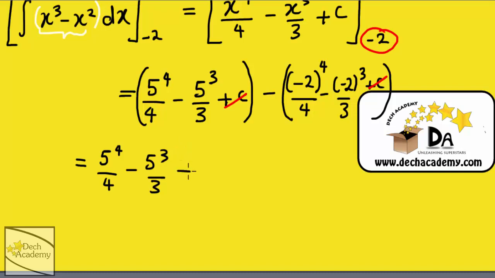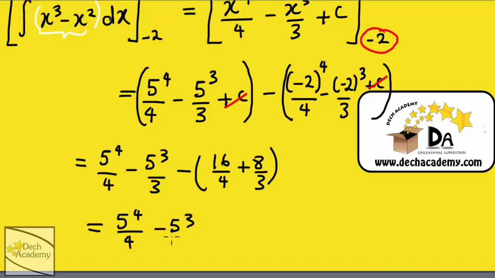And then I'm going to have minus, so minus 2 to the 4, 2 times minus 2 times minus 2 is 4, times minus 2 is minus 8, times minus 2 is 16. So I have 16 over 4, and then I have minus, well, minus 2 cubed is what? Minus 2 times minus 2, which is 4, times minus 2, which is minus 8. So minus 8 over 3 gives plus 8 over 3. The arbitrary constant cancels out, so I don't want to bother with it. I can write this as 5 to the 4 over 4 minus 5 to the 3 over 3 minus, what's 16 over 4? That's 4 minus 8 over 3.